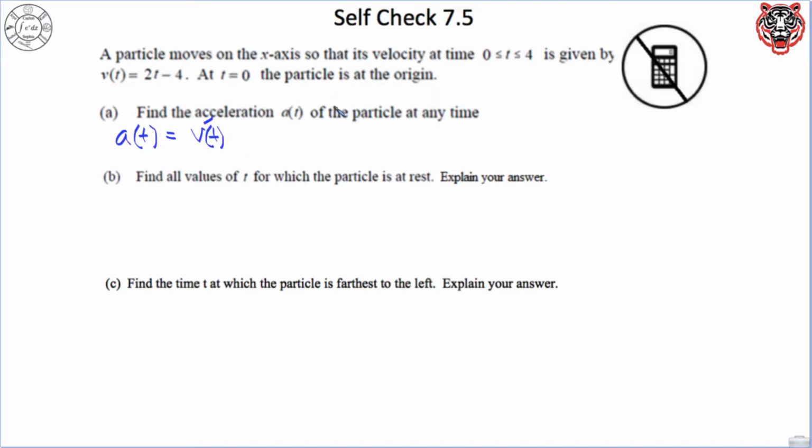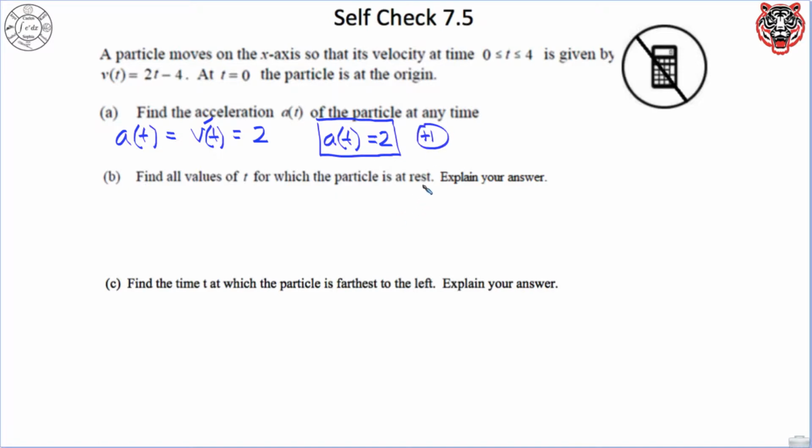I apologize. So when I take the derivative of velocity, I find that that is equal to 2. So my final answer is that the acceleration is just always 2. I was really scared of that because it was so easy.